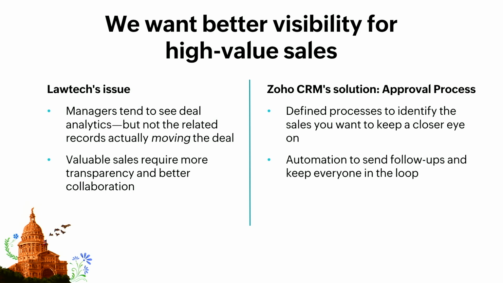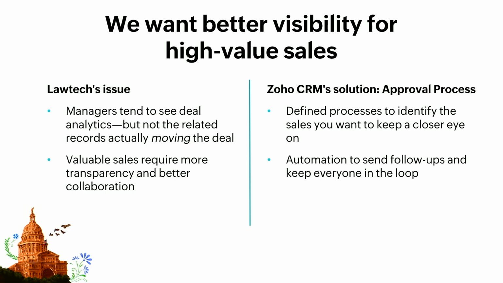We want better visibility for high value sales. So Lawton's issue specifically, their managers have a really easy time following deal analytics, but they don't actually see the records that are moving, the related records that are moving those deals. The other part is that there's not enough visibility when they have high value sales, and they want better control over that. So what's CRM's solution to that? That's going to be an approval process.